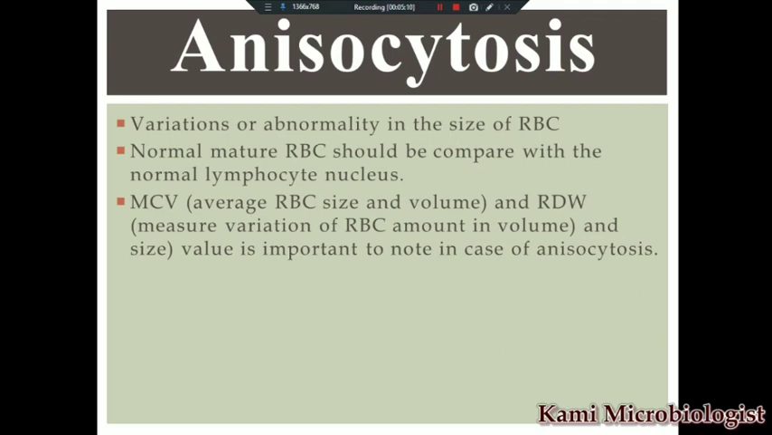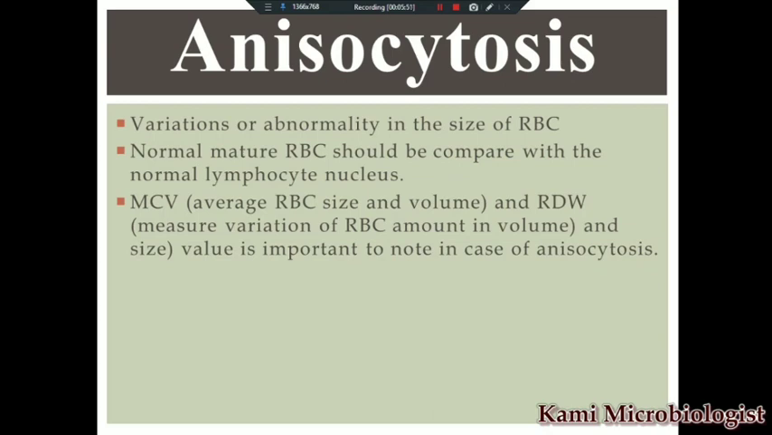I already explained the MCV, and you also know about the RDW. You can go back to my channel and watch the video about the MCV and RDW. It's already explained. So MCV and RDW are very important to know about anisocytosis, because MCV tells us the average RBC size and volume. And RDW, red cell distribution width, measures the variation of RBC size in volume.